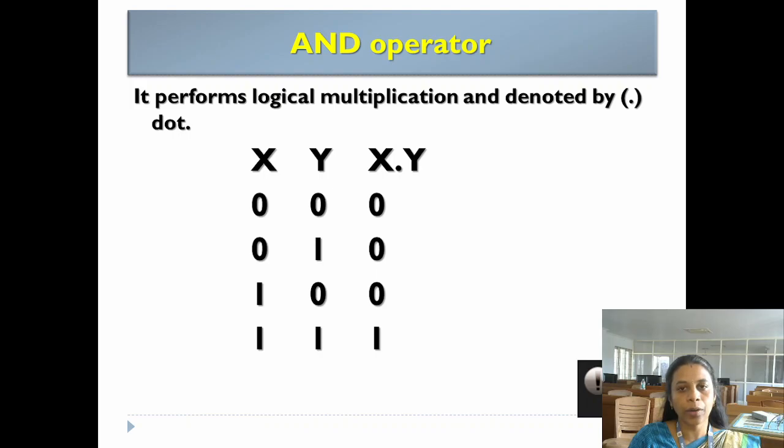The AND operation is performed on two literals, x and y, and the output is represented by x dot y. Here the total possible combinations are given by 2 power n, where n is the number of variables. Here x and y are the two variables, so 2 power 2 is equal to 4 combinations. They are 0 0, 0 1, 1 0 and 1 1.